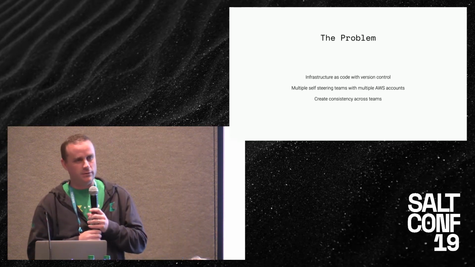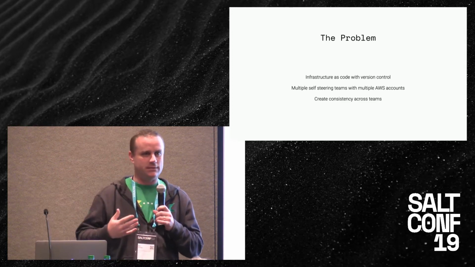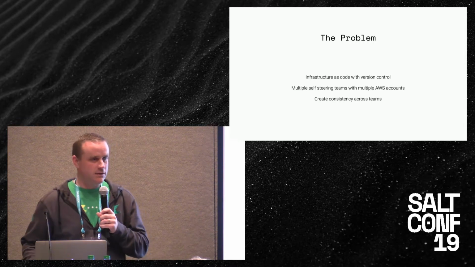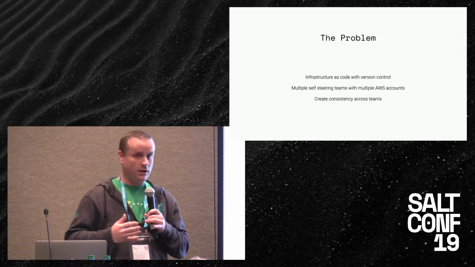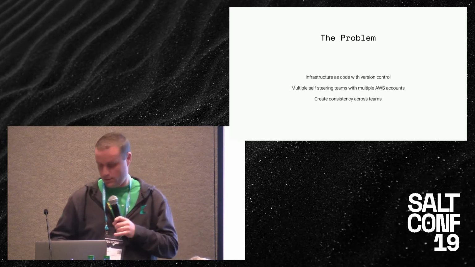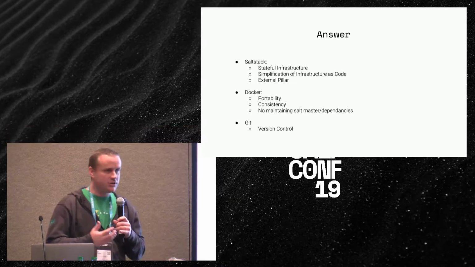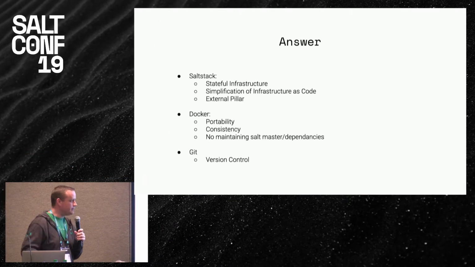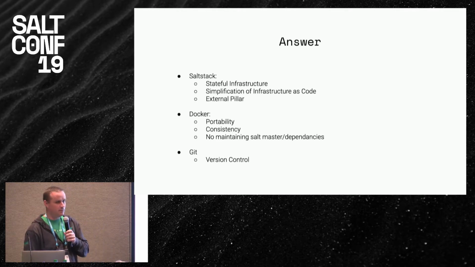We also wanted to create some consistency across the different product teams, to be able to use similar tool sets and solve this problem cohesively, but also allow our teams to remain self-steering. So in order to do that, we came up with a solution to use SaltStack to manage all the infrastructure. We've seen a lot of its abilities, and then we wanted to run SaltStack in a Dockerized container, and doing that allows each team to use this tool portably. They can run it anywhere they prefer.